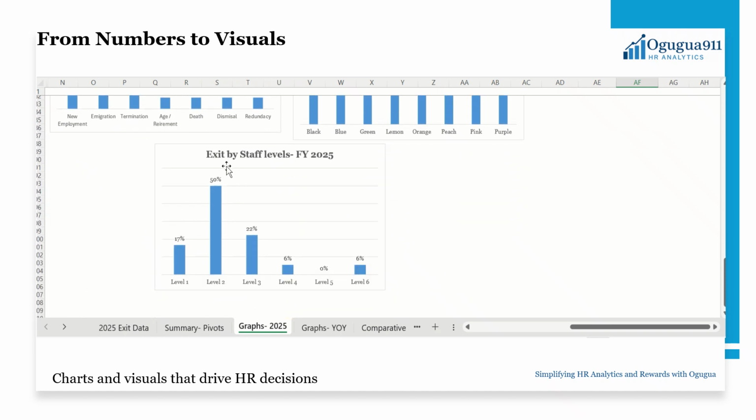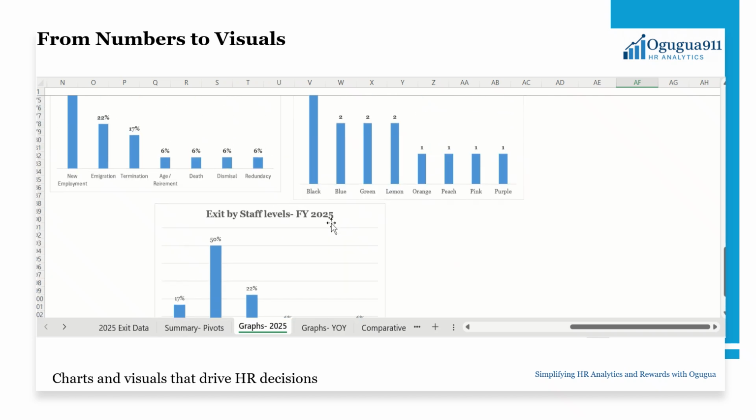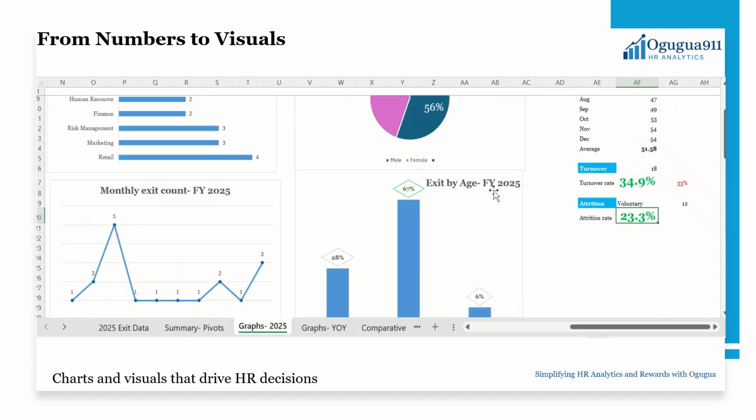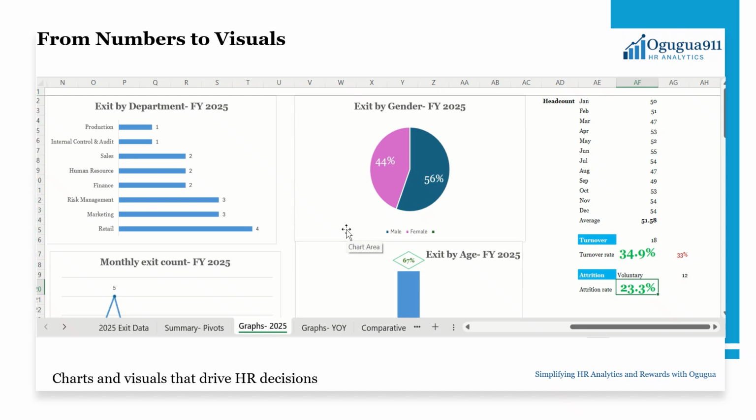We also discussed exit by staff levels, depicted them and visualized it here. And we see that our lower levels are the ones exiting. This is better because you don't want a situation where your high performing and senior employees are the ones leaving your organization. That would be a serious red flag. Again, this is just for full year 2025.